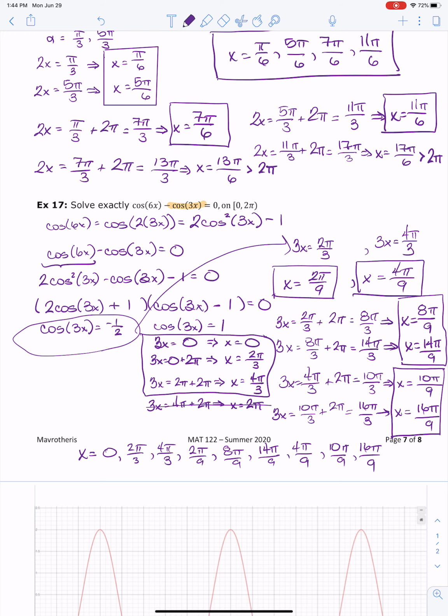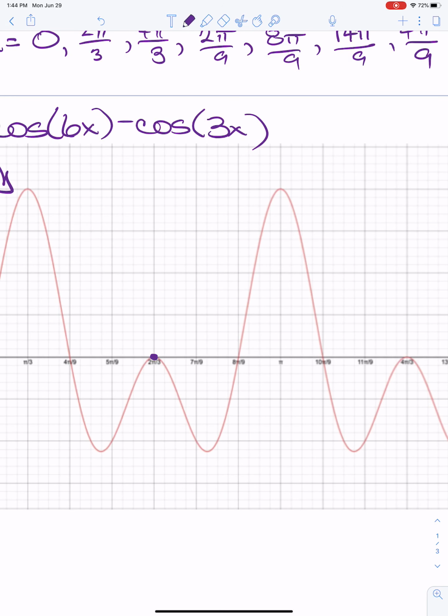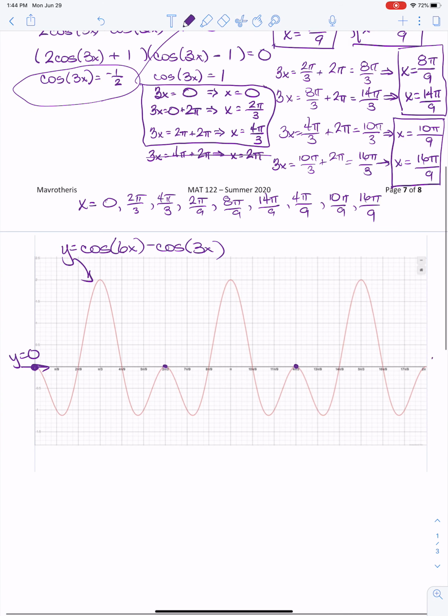So you'll notice for this one, I did go into Desmos, and I've added this graph here for you. The red graph is our y equals cosine 6x minus cosine 3x. The x-axis is that y equals 0 part, so there's the other side. You'll notice it crosses at 0. Here's my 2 pi over 3. Here's my 4 pi over 3. The next time we get that little bump here is at 2 pi, which is the same as 0, so we have not included that as a solution because that's not part of our interval.